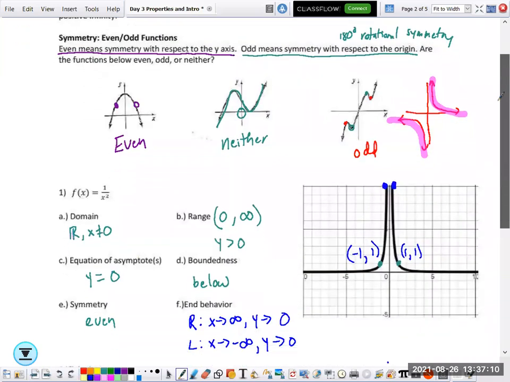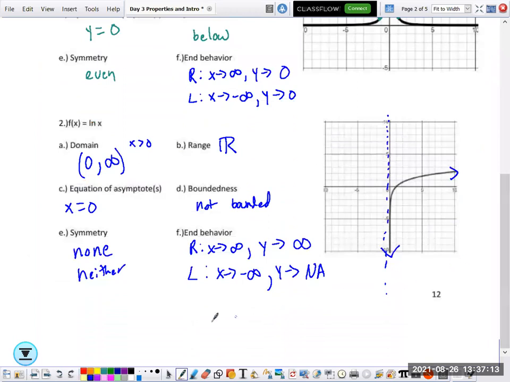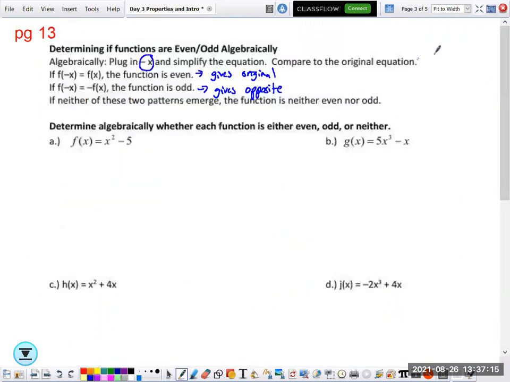Now, if I have an odd function, and I'm just going to make one up over here. Let's say that this is the point (1, -2). If I put negative 1 in here, I should get positive 2. And sure enough, I've graphed this so that it's the point (-1, 2). That's what I mean when I say it gives the opposite.